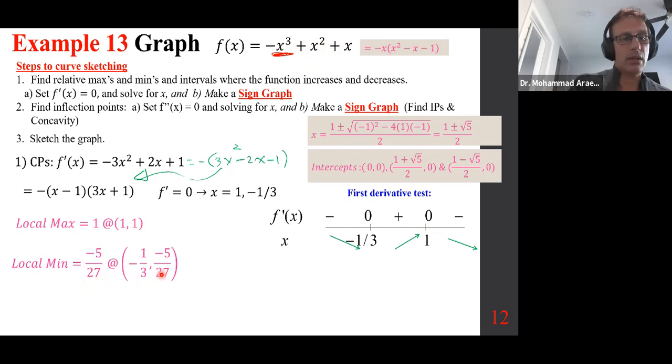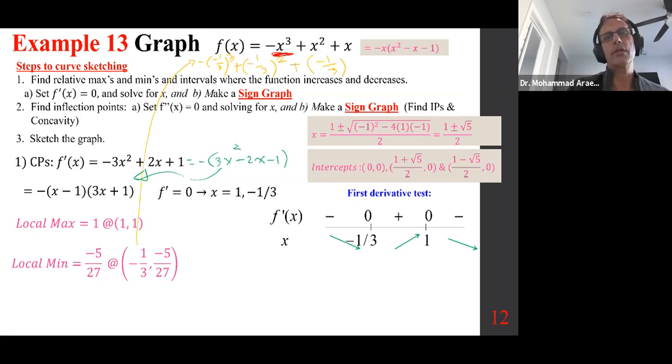And again, all you have to do, class, if you plug in negative 1/3, you get minus negative 1/3 cubed plus negative 1/3 squared plus negative 1/3. I'll leave it for you to finish it, negative 5/27.